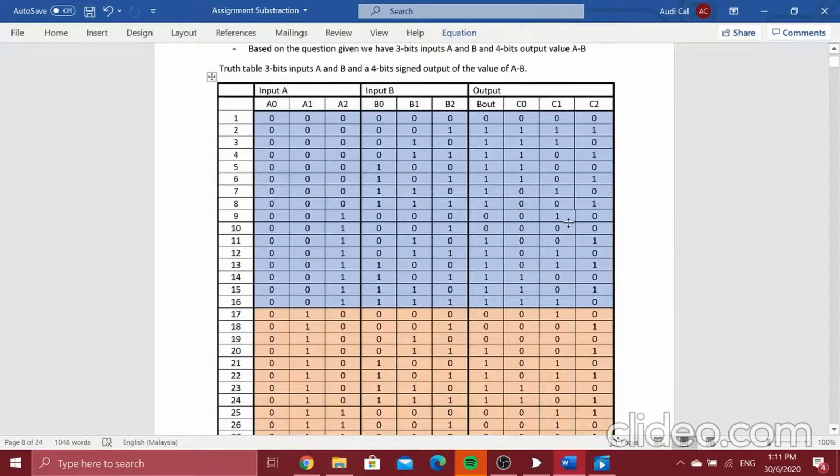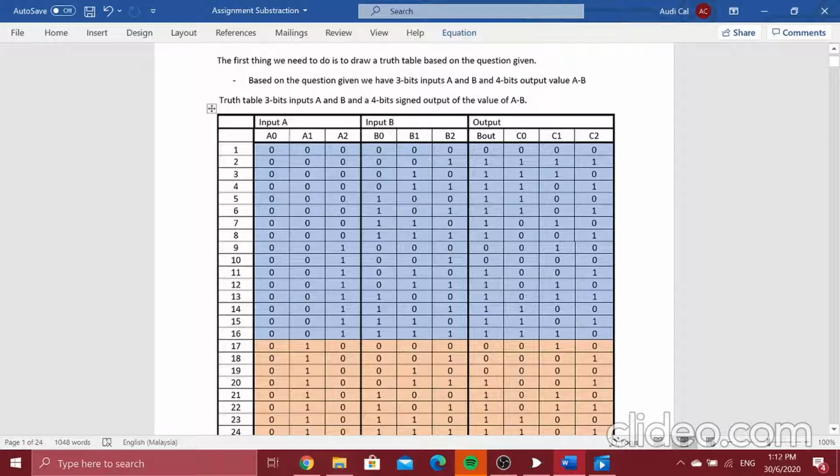I color my truth table so that it's easier for me to transfer the data to my KMap. As we can see, this is my input A, this is my input B, and this is my output. My input A, we have A0, A1, A2, and input B, B0, B1, B2, and output B out, C0, C1, and C2. I made my truth table based on the decimal way, where A0 has the 4 value, A1 has the 2 value, A2 has the 1 value. Same with my input B, B0 has the 4 value, B1 has the 2 value, B2 has the 1 value.